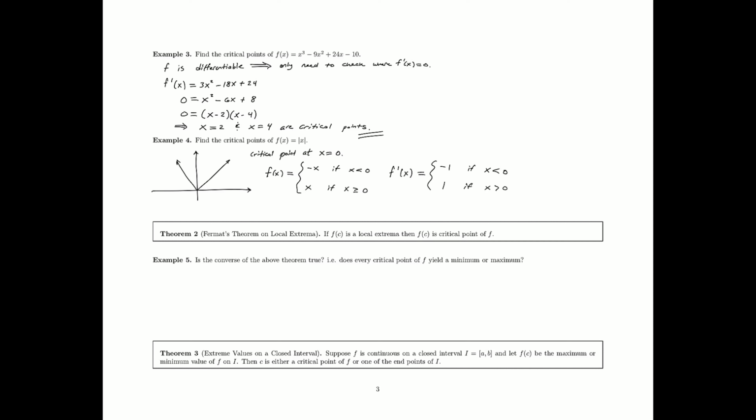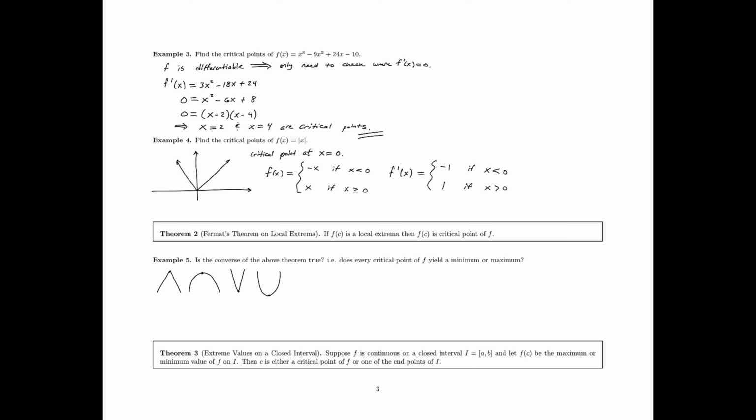All right, this next theorem, Fermat's theorem on local extrema, says that if f of c is a local extrema, then f of c is a critical point of f. So remember that in the case of local extrema, we know that essentially it means we have something that looks like a sharp, jagged peak, maybe a smooth, rounded peak, or a sharp valley, or a smooth and rounded valley. These are examples of local extrema.